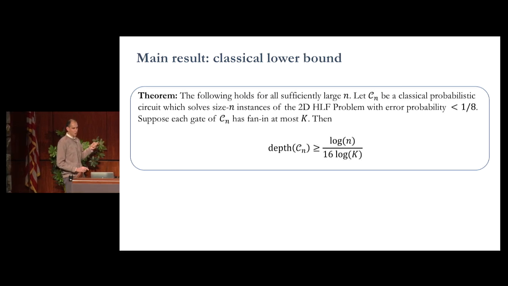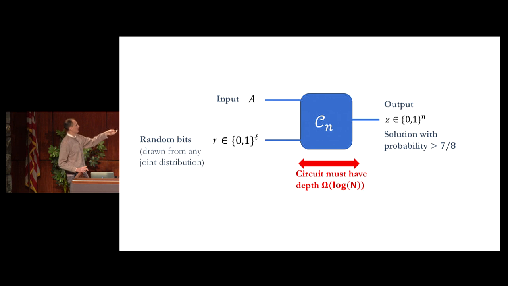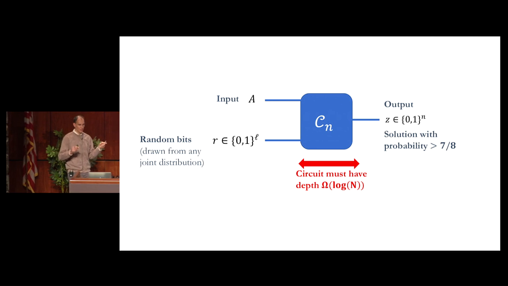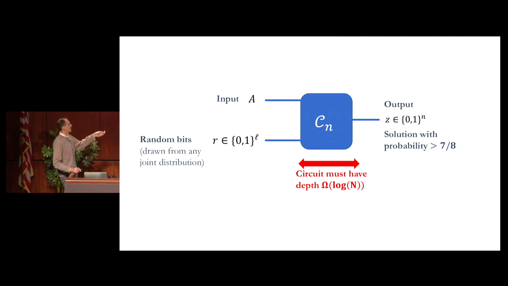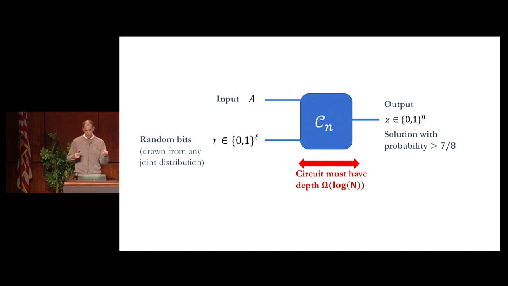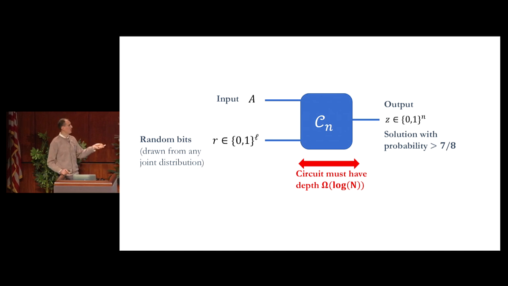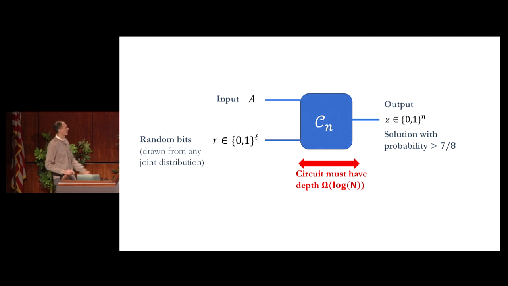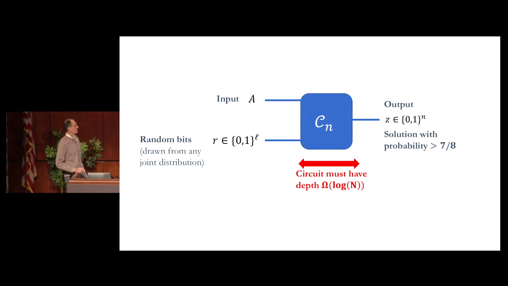Here I'm considering probabilistic circuits, and what it means is that the circuit takes as input this binary symmetric matrix A and some random bit strings R, which can be drawn from some arbitrary distribution. Then we apply some sequence of gates. What we can show is that if the output of this circuit is a solution of the HLF problem with high probability, then the depth of the circuit must be logarithmic in n. Sorry, this capital N should actually be little n.